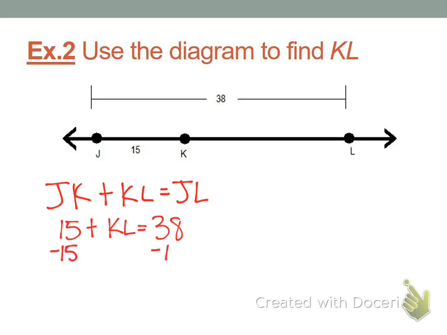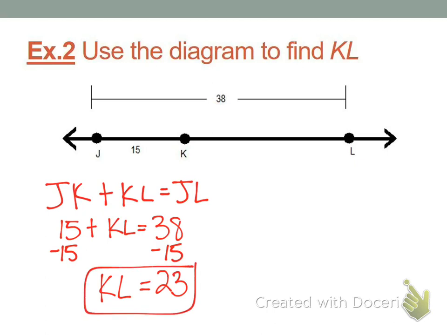Again, you do not have to write it all out. But for those of you that are unsure, I will write it on the board. So what do we get for KL? 23. They did not put units, so I'm not worried about them.